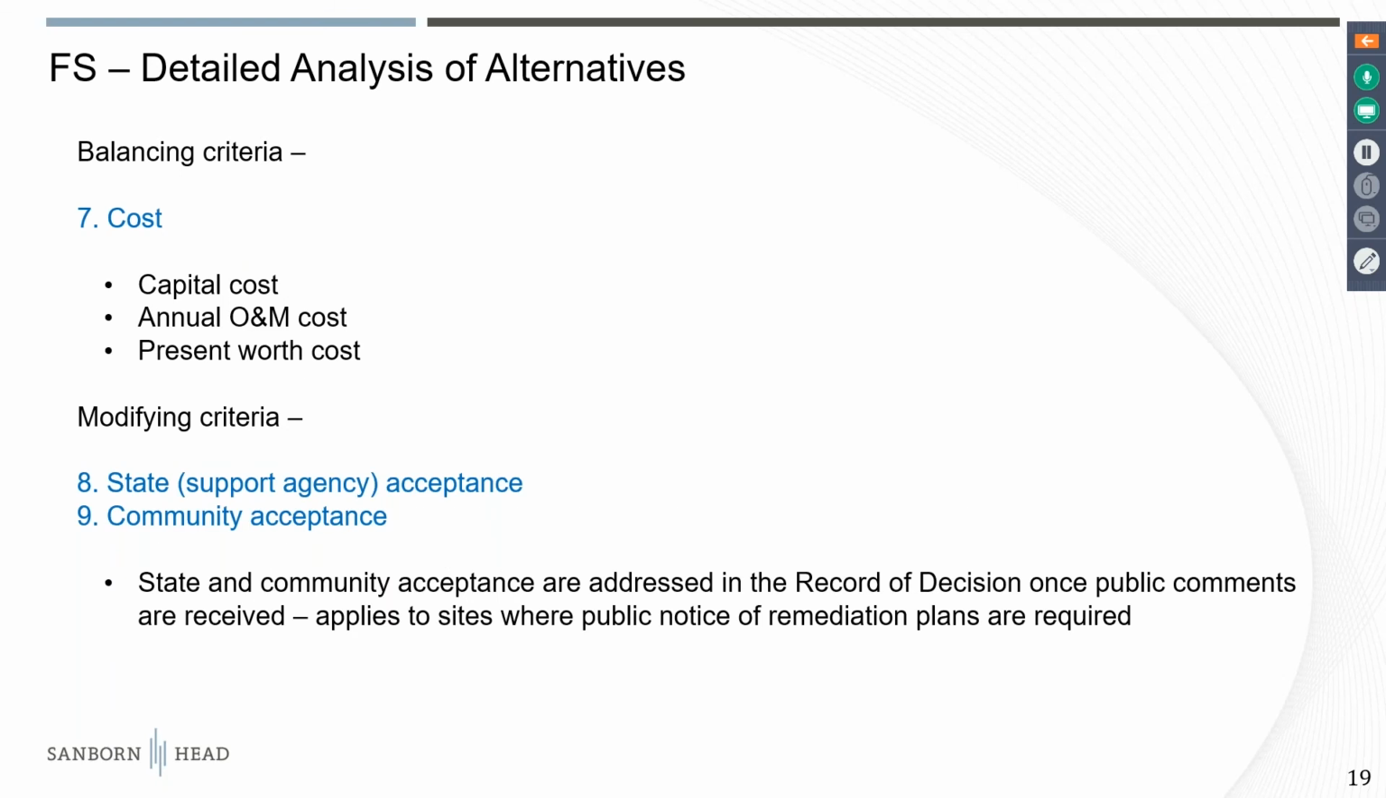And then the final balancing criteria is cost, and cost is organized into these three categories: capital, annual O&M and monitoring costs, and present worth cost, which we'll come back to. I'll spend a little more time on cost in a little bit. And then the modifying criteria I mentioned earlier are the state acceptance and the community acceptance. And these again are incorporated not necessarily as part of the FS report as you're putting it together, but after the draft FS has been issued and it's out for public comment, and you're incorporating those comments into the evaluation.